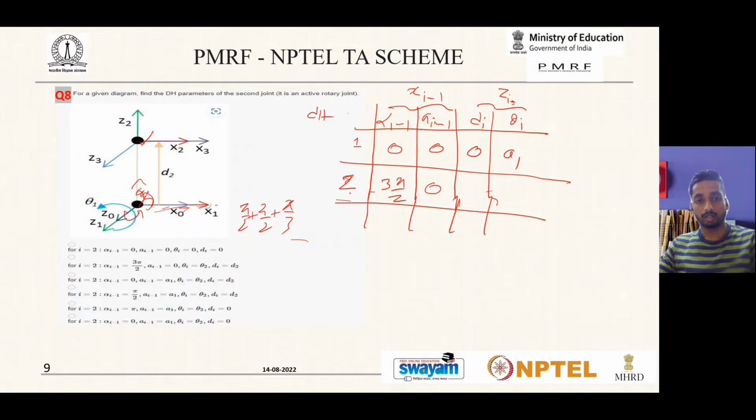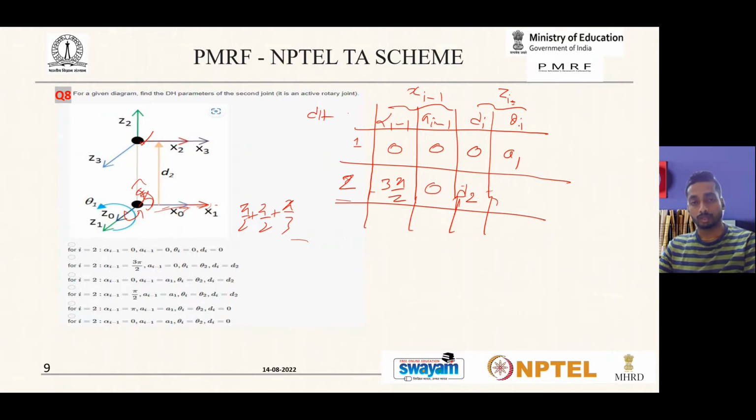Now let us look into d i. So d i is measured along Z i, which means we have to measure along Z2. So along Z2, what is the distance between these two frames? Here is Z1 and here is Z2, and along Z2 the distance is d2. So this is d2.